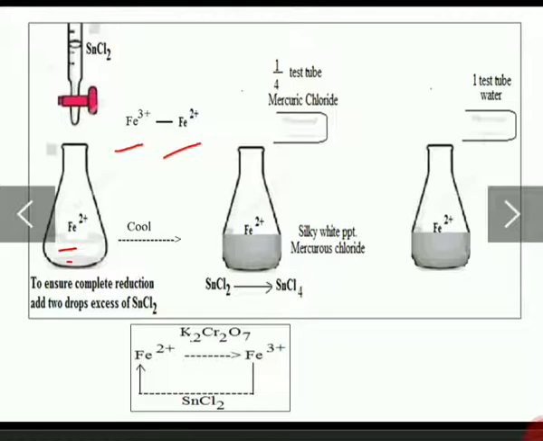At the end, again add 2-drop excess of stannous chloride to ensure complete reduction. But you have added a 2-drop excess of stannous chloride. This 2-drop excess of stannous chloride has to be removed. Let us see why it has to be removed.